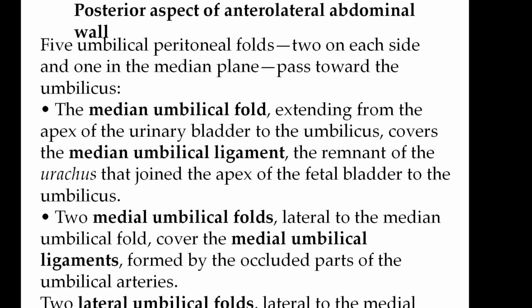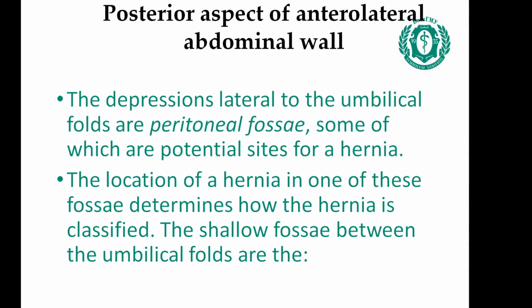Five umbilical peritoneal folds, two on each side and one in the median plane, pass toward the umbilicus. The median umbilical fold, extending from the apex of the urinary bladder to the umbilicus, covers the median umbilical ligament, the remnant of the urachus that joined the apex of the fetal bladder to the umbilicus. Two medial umbilical folds, lateral to the median umbilical fold, cover the medial umbilical ligaments formed by the occluded parts of the umbilical arteries. Two lateral umbilical folds lie lateral to the medial umbilical folds.